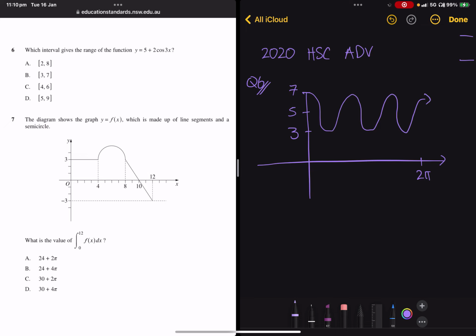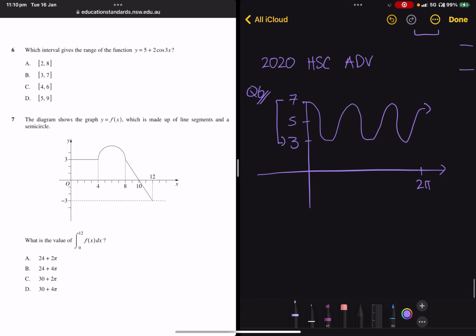Looks something like this. We can see immediately that the range, which is the collection of possible y values, so the outputs, is going to be from 3 to 7. So the range will be from 3 to 7. So this is going to be B.